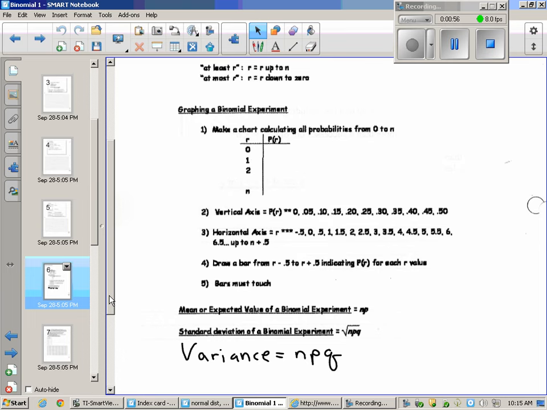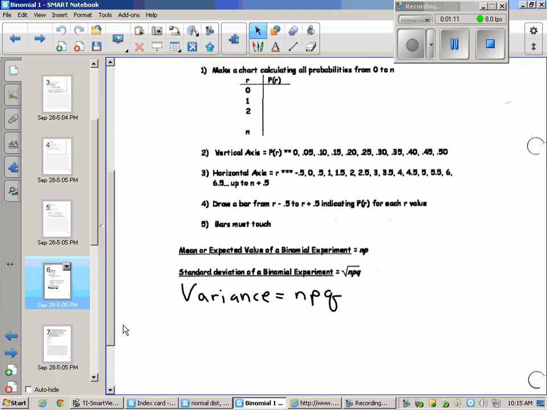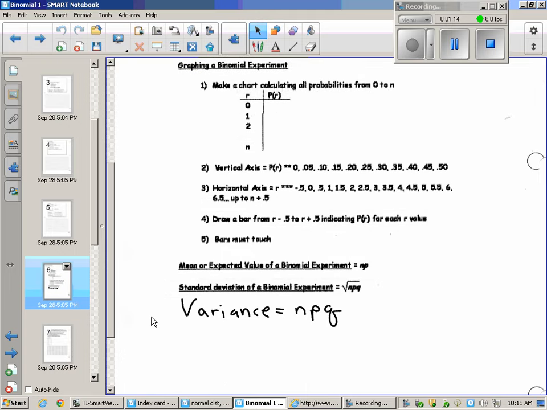The other thing that we're going to cover is the mean or expected value of a binomial experiment, which is taking the n and multiplying by the probability of success, so n times p. Then we will do the standard deviation of a binomial experiment, which is the square root of n times p times q. The variance is n times p times q without the square root.